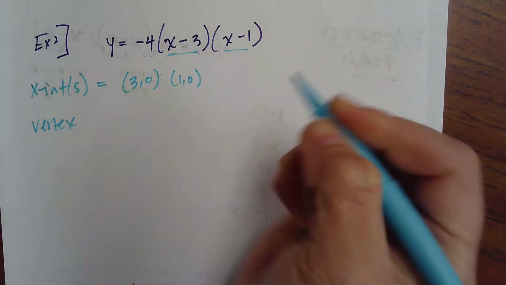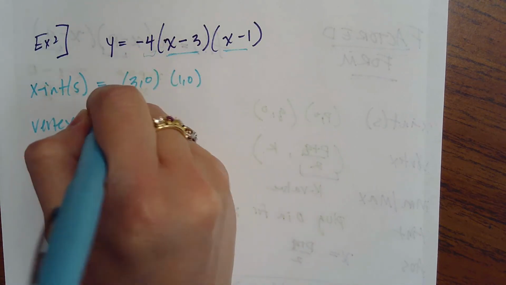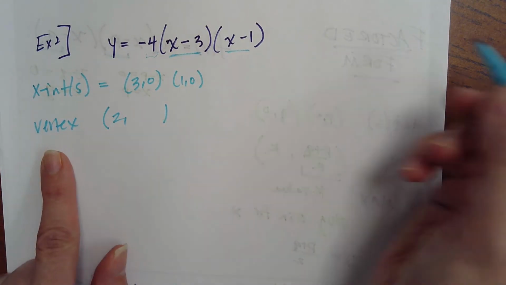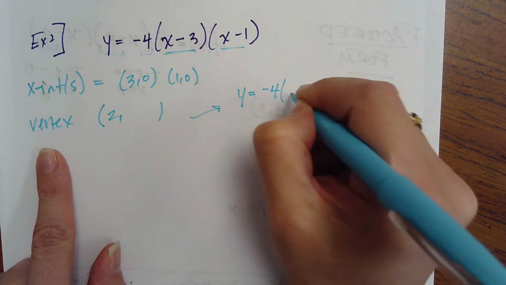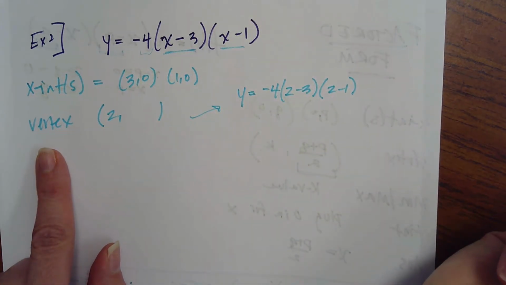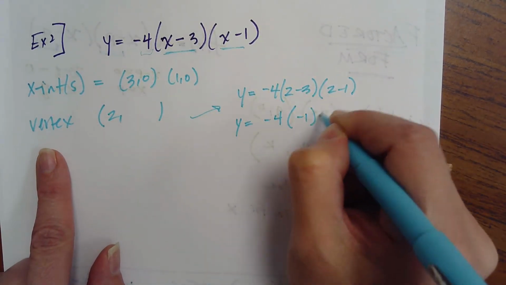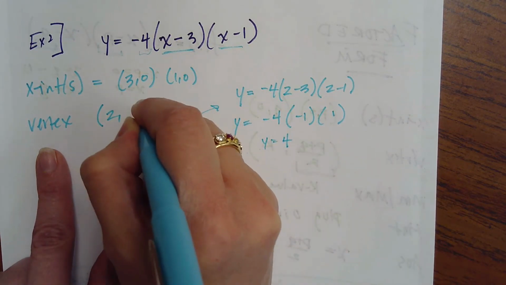For your vertex, let's average our x-intercepts. So 3 plus 1 is 4. 4 divided by 2 is 2. And now let's plug this in. Let's plug 2 in for x and solve for y, so we can figure out the y value. So this would give me negative 1, this would give me 1, so this gives me 4.